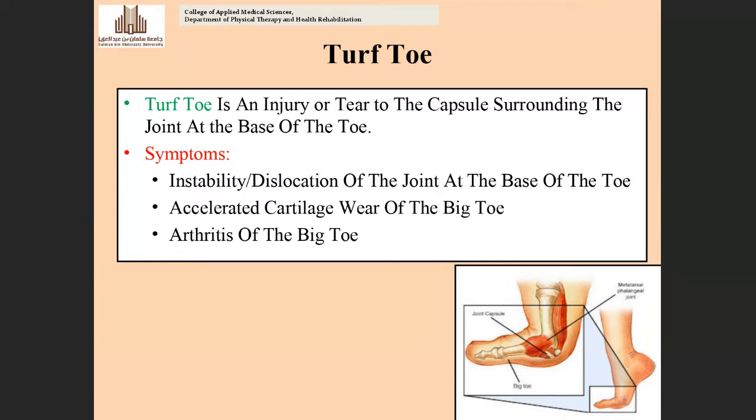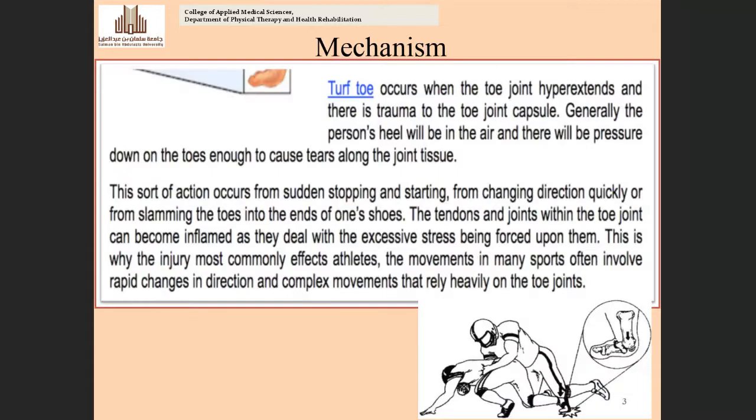Along with this, you can suspect a cartilage rupture, right? There is cartilage wear of the big toe in that particular joint. Or you can see arthritis, right? It is a post-traumatic arthritis. If there is any injury, in the later stages the joint becomes inflamed, and you can say it is post-traumatic osteoarthritis.